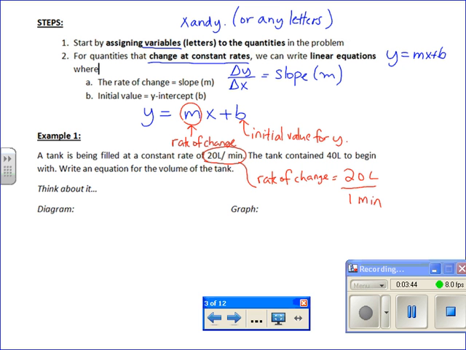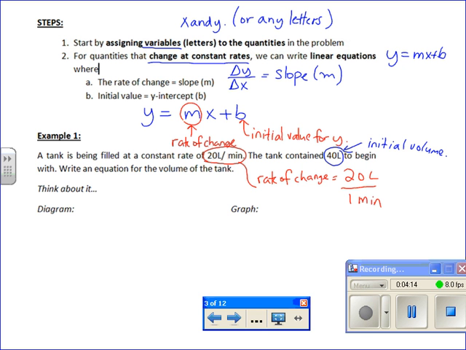The tank contained 40 liters to begin with. So this is the initial volume. 40 liters is what the tank started off having in it. Write an equation for the volume of the tank. So in other words, let's show an equation that at any particular time I could figure out how many liters is in the tank. So first of all, let's think about it.